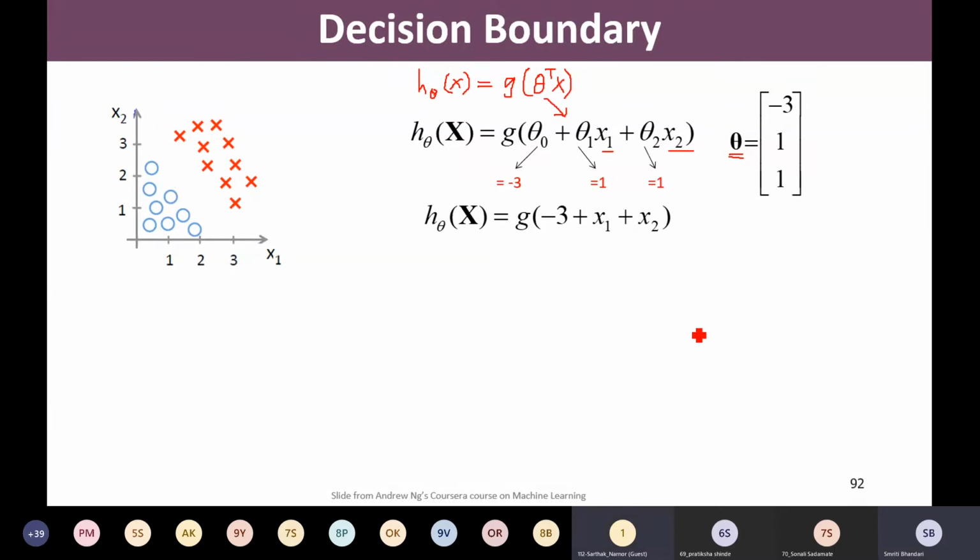Similar to the algorithm that we discussed for linear regression, we are going to discuss the algorithm to come up with these parameter values for logistic regression also. Just for the sake of understanding, we are right now assuming the values of theta 0, theta 1 and theta 2. So with this assumption our parameter vector theta is -3, 1, 1, and our hypothesis h theta x becomes g of -3 plus x1 plus x2.